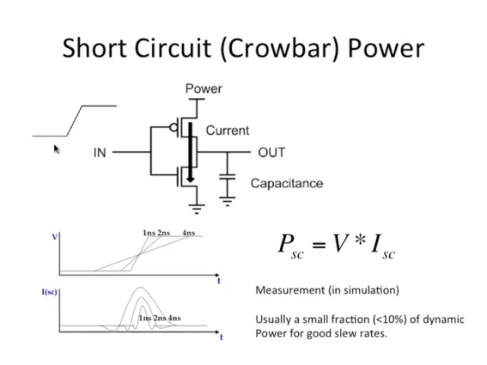So for example, let's take this case, when the input is going from 0 to 1, the output is going from 1 to 0. So I am discharging this. The dynamic current from the capacitor is essentially going through the NMOS. Ideally there should be no current through the PMOS, because I am just discharging the capacitor. So whatever current comes through the PMOS you can call the short circuit current.